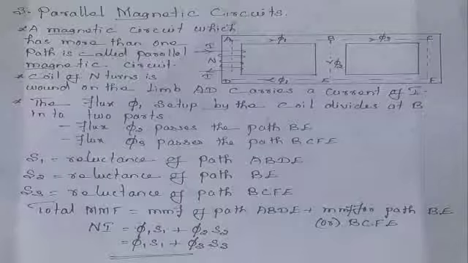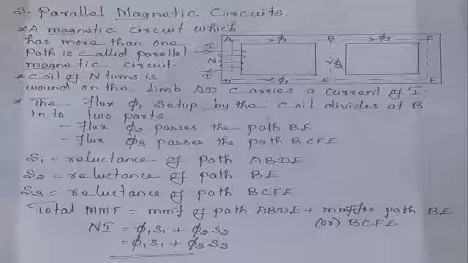The third one is the parallel magnetic circuit. A parallel magnetic circuit means a magnetic circuit which has more than one path. Consider the diagram. There are two paths, AB, DE, and another one, BC, FE. A coil of N turns is wound on the limb.